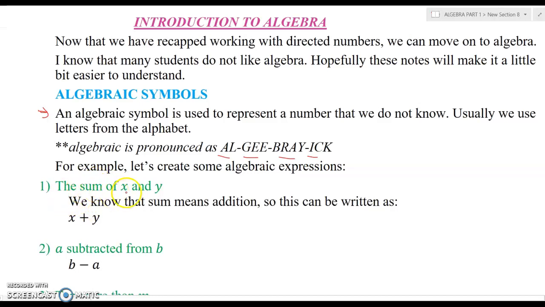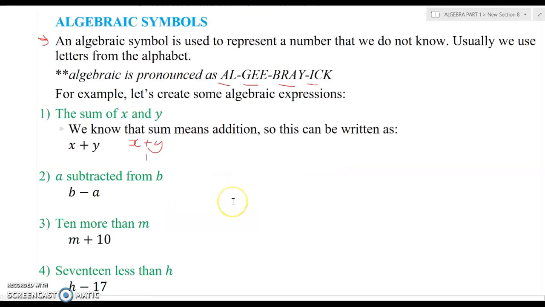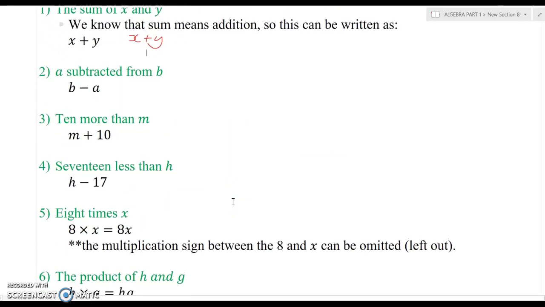So the sum of x and y. We know that sum means addition, adding, right? So the sum of x and y. And then now let's look at number 2. A subtracted from b. So A is being subtracted from b. So b comes first and then A is being subtracted from that.